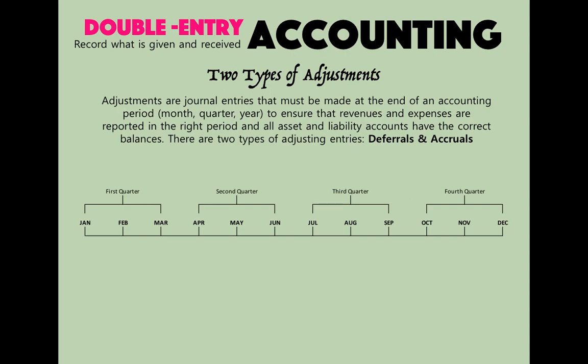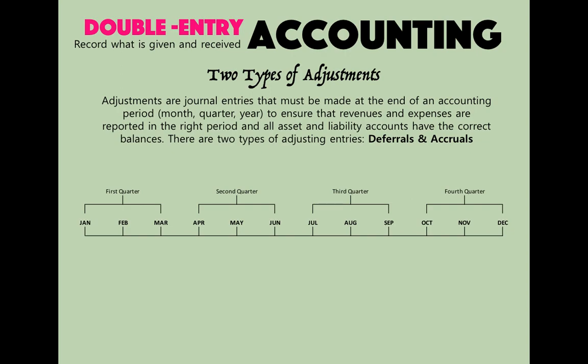So adjustments, there are 2 types. Adjustments are journal entries that must be made at the end of an accounting period, a month, a quarter, or a year, to ensure that revenues and expenses are reported in the right period, right? Get the right quarter or right month, and all asset and liability accounts have the correct balances at the end of the month or the end of the quarter or the year.